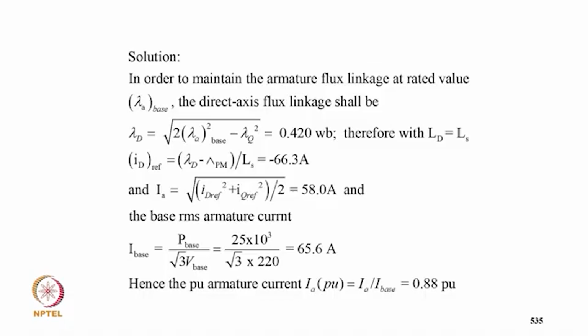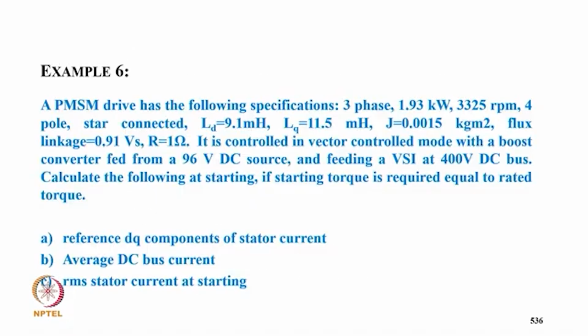So solution: in order to maintain the armature flux linkage at rated value lambda base, the direct flux linkage shall be lambda d equal to under root of lambda a base square minus lambda q square, that is 0.42 Weber. Therefore, LD equal to LS and ID reference equal to lambda d minus lambda PM divided by LS, that is minus 66.3 ampere, and IA equal to under root ID square plus IQ reference square by 2, that's 58 ampere. The base RMS current I base is P base under root 2, becomes 65.6 ampere, and per unit armature current IA upon I base is 0.88 per unit.